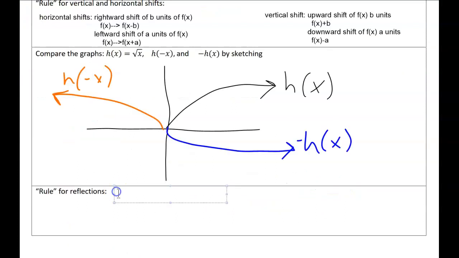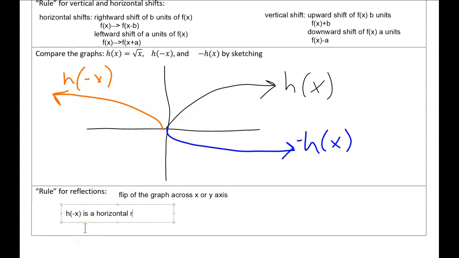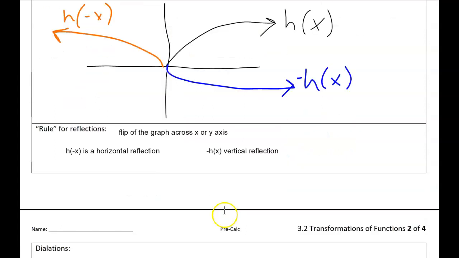That is pretty easy and intuitive. So what a reflection is, right, is a flip of the graph across the x or y axis. If you take more advanced math, eventually you'll study other reflections as well. But these are the ones we're worried about right now. So we have a horizontal reflection here for h of negative x, and negative h of x is a vertical reflection. So that's pretty easy, and I think works exactly how I might expect it to work if I didn't know what I was talking about.